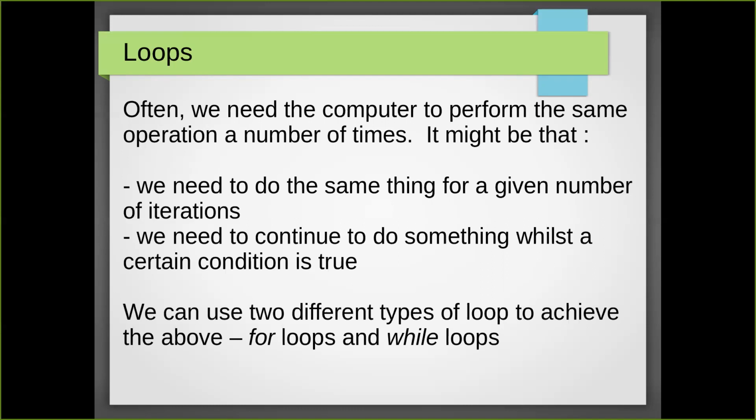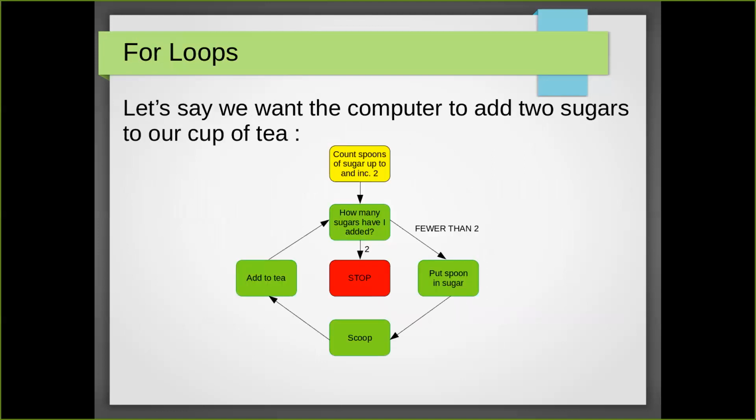For the first sort, where we want to do the same thing for a given number of iterations, we use something called a for loop. So we say, for this amount of iterations, do this. And for the second scenario, where we want to keep doing something whilst a certain condition is true, we use something called a while loop. We say, while this is true, keep doing this, essentially until it becomes not true. So let's look at a couple of examples.